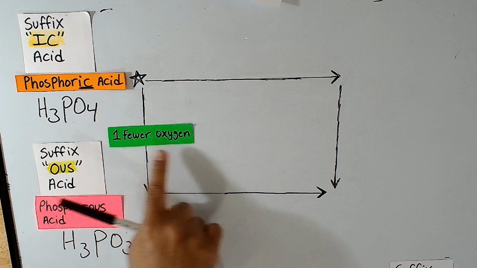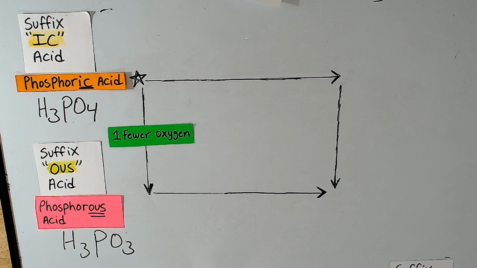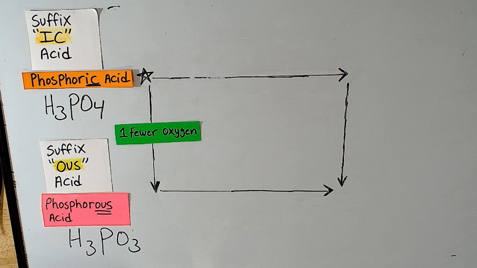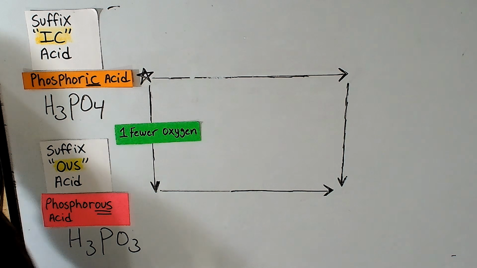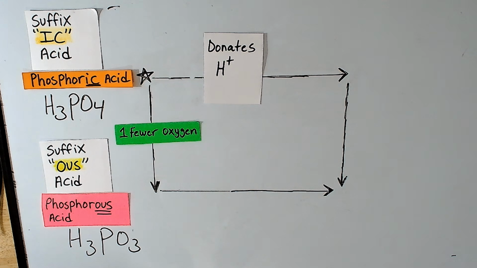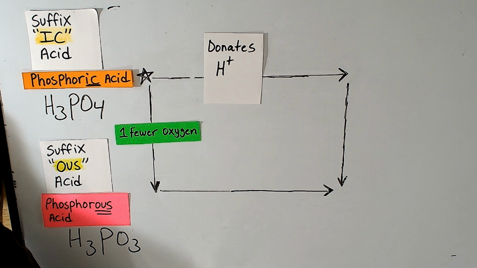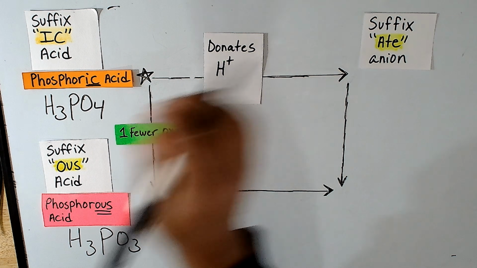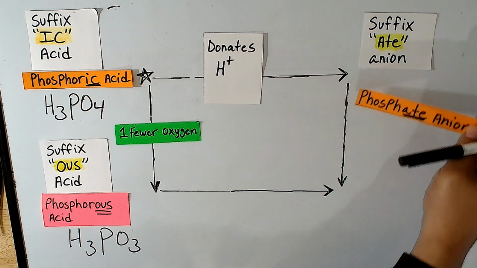And the reason for that is because it has 1 pure oxygen. Now, according to Brønsted-Lowry theory, acids for the most part donate hydrogen ions. And whenever phosphoric acid donates its hydrogen ions, we can reveal its anion. And this anion is going to take the suffix of -ate. So our anion is going to be phosphate.